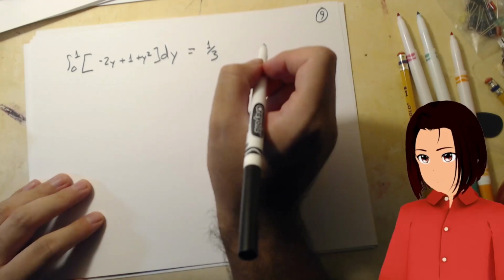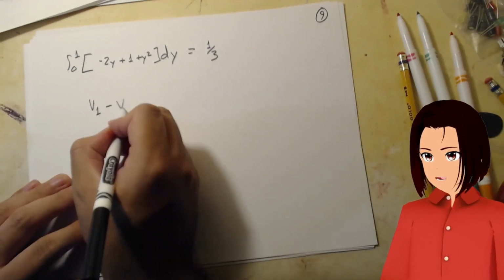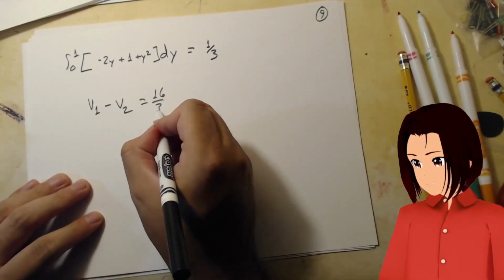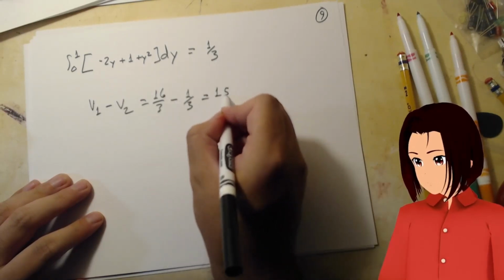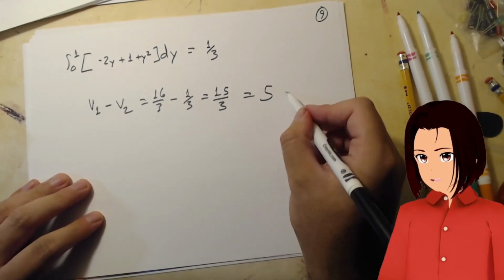So here's what we have. We have V1 minus V2 is equal to 16 over 3 minus 1 over 3. It's just 15 over 3, and that's just 5. And I think that's your answer, dude.